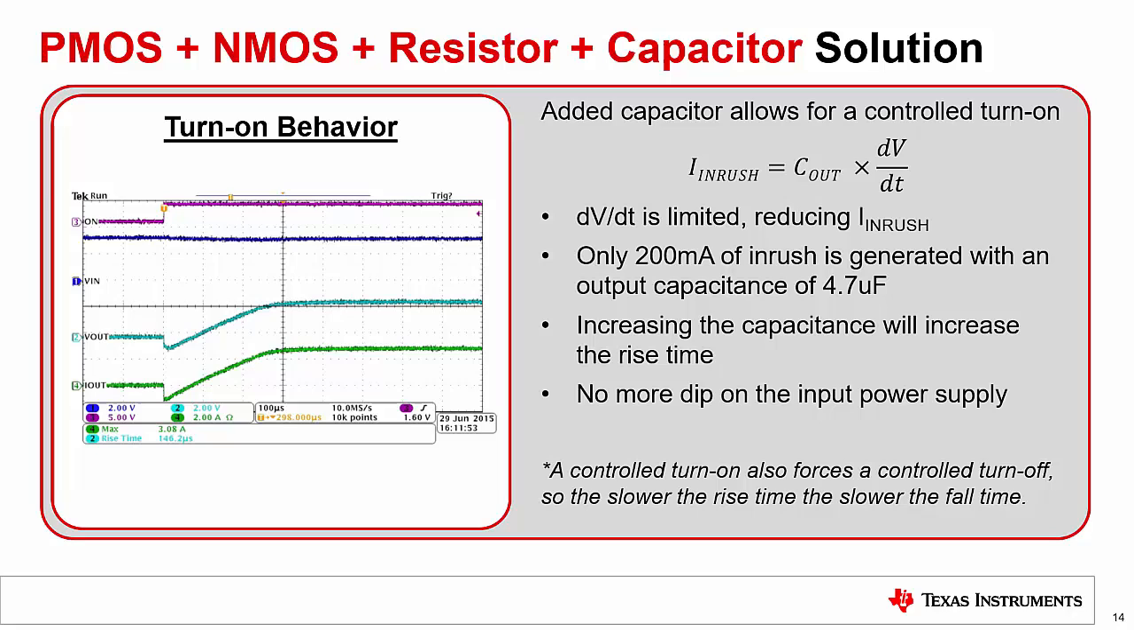Using this solution, the voltage ramp rate can be controlled. By increasing the capacitance tied between the gate and Vout, the rise time of the voltage can be increased, and this results in a lower inrush current. As an example, when a 47 microfarad capacitance was used, the rise time of the voltage was about 150 microseconds, and the inrush current was reduced from 2 amps to 200 milliamps. A higher capacitance would have reduced the inrush current even more.